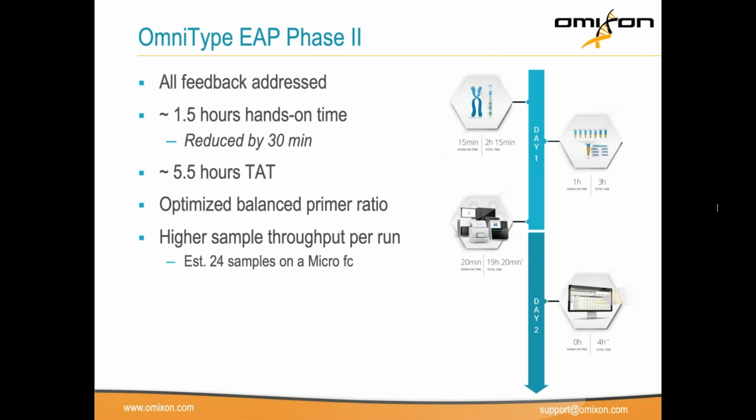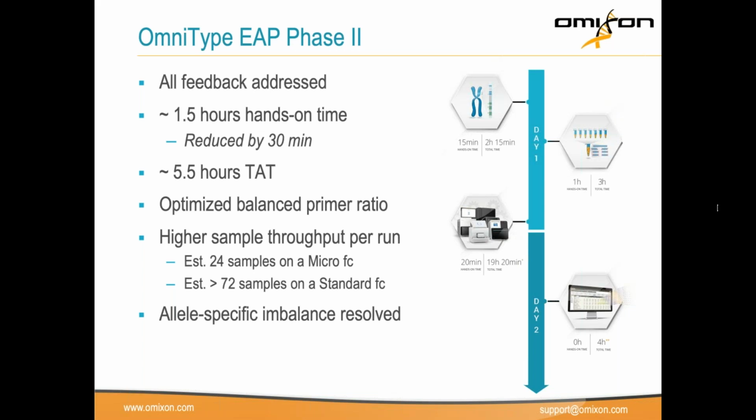And with this higher sample throughput, we currently estimate, and this is very important, that all of the numbers I'm giving you right now are estimations only, and further testing is ongoing. But we estimate that 24 samples can be run on a microflow cell, and at least 72 samples can be run on a standard flow cell. As I mentioned, these are under testing right now. These are only estimates, and they are of course subject to change, but it is a significant improvement to the numbers that we were facing previously.